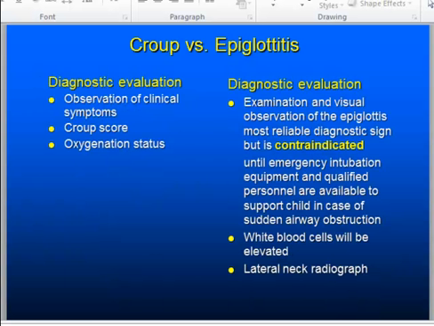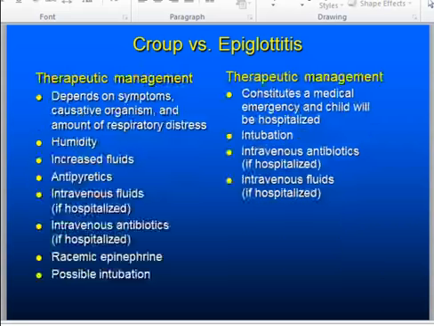On diagnostic evaluation, it's basically observation of any kind of clinical symptoms. Some physicians may use a croup score as they look at the child, and also look at the oxygenation status. On therapeutic management, the goal is to maintain a patent airway. Children with the acute type of spasmodic croup can usually be cared for at home. The ones that have laryngotracheal bronchitis, because this is usually a more severe type of croup, are often hospitalized compared with those with the other type of croup.